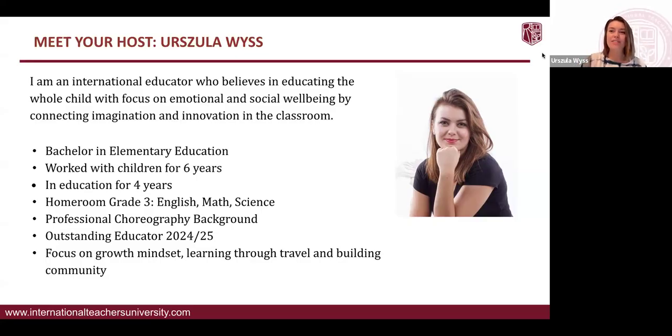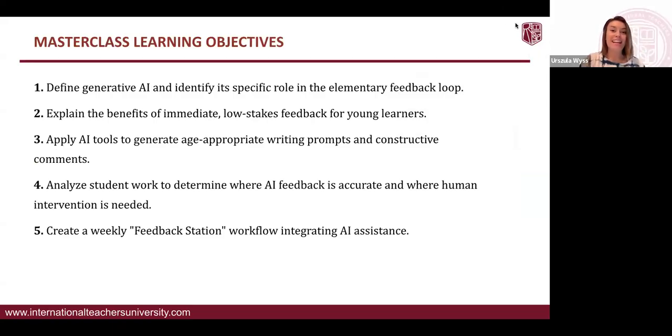The objectives of this masterclass are that by the end, you'll be able to define generative AI and identify its specific role in the elementary feedback loop, explain the benefits of immediate low-stakes feedback for young learners, apply AI tools to generate age-appropriate writing prompts and constructive comments, analyze student work to determine where AI feedback is accurate and where human intervention might be needed, as well as create weekly feedback stations, such as a workflow integrating AI assistance.